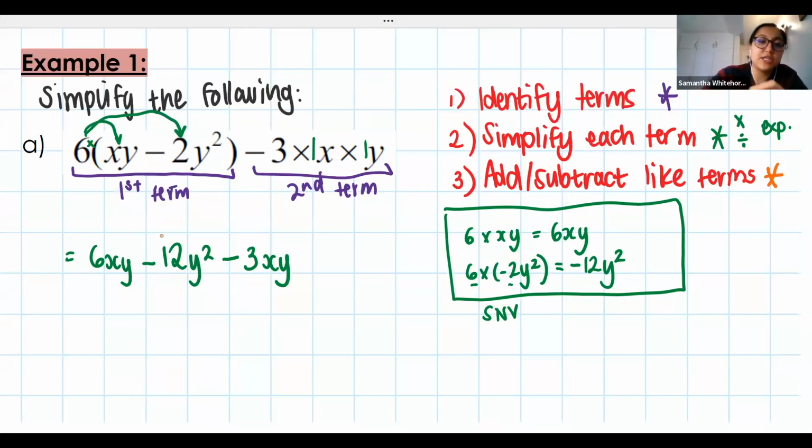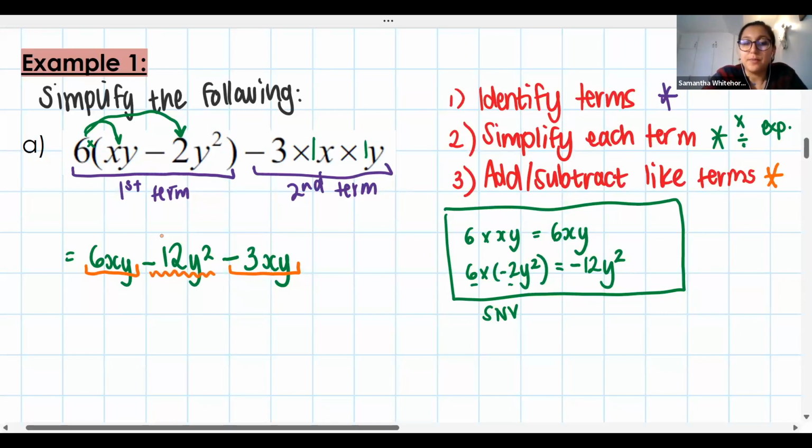Now, this is where we actually need to go and identify our like terms. So the 6xy and the minus 3xy are like terms because they both have xy in them. And this negative 12y squared is a completely separate term, okay? It only has a y squared, it doesn't have an x, and the y variables have got different exponents. And so it is a separate term to the others.